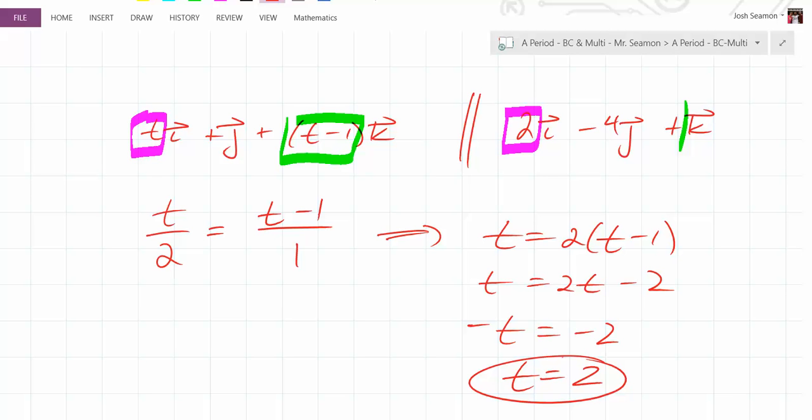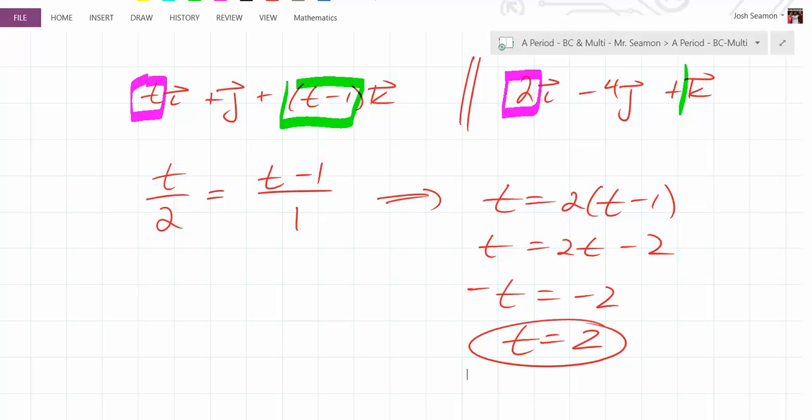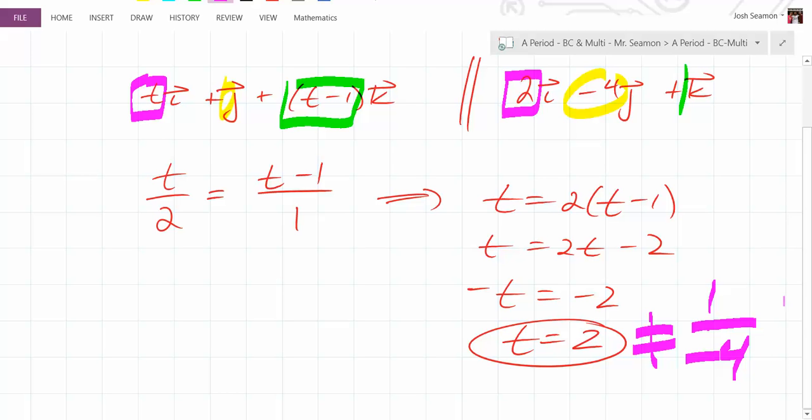But then the ratio. Oh, but there's a third one, isn't there? Okay, got it. So what's the other ratio there? 1 to negative 4, right? But that does not equal 1 over negative 4. So what do you think the answer is there? There's no such value.